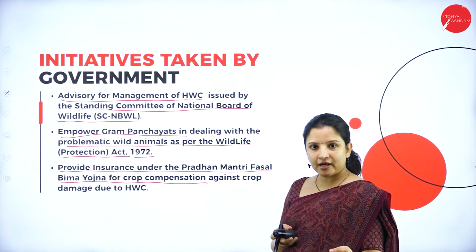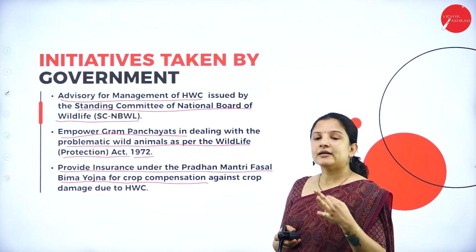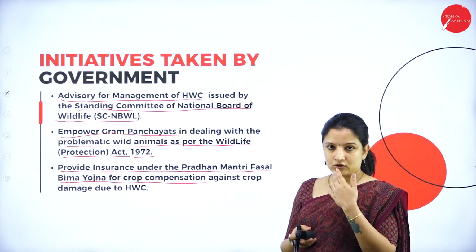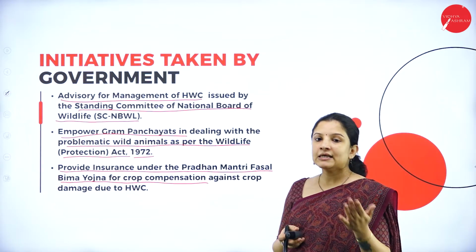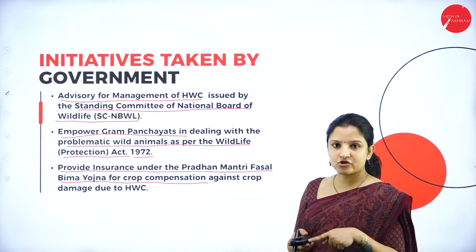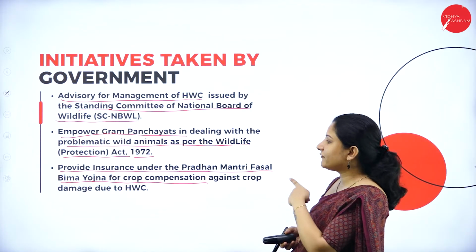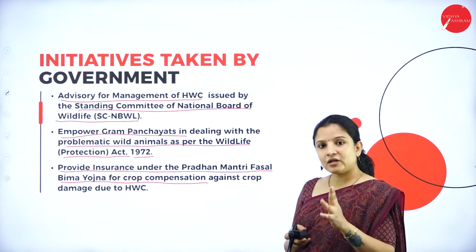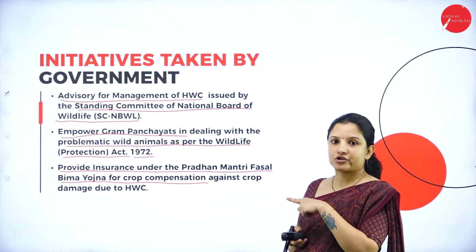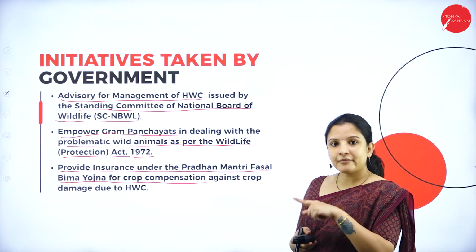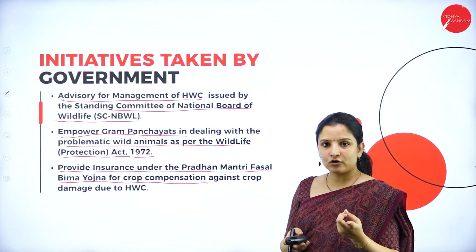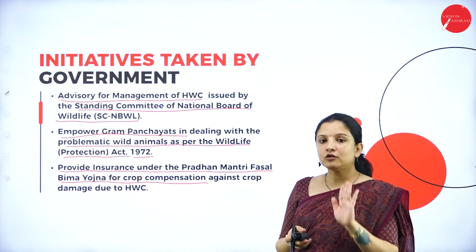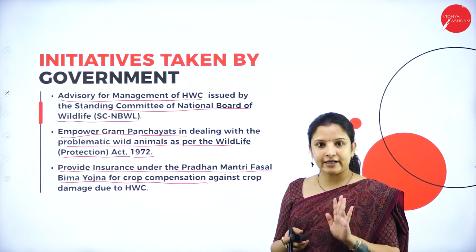So if there is flood, if there is drought, and if there is any insect attack, pathogen attack and all that, and if it causes a loss to the farmers, then the farmers can claim insurance under the Pradhan Mantri Fasal Bima Yojana. In the same way, they should be given insurance under this particular yojana for the damage that is caused by the wildlife also. So when insurance is given, people will also be happy. They will not try to kill the particular wildlife.